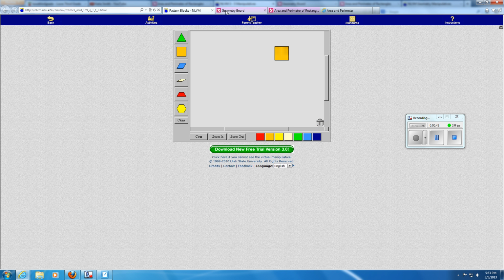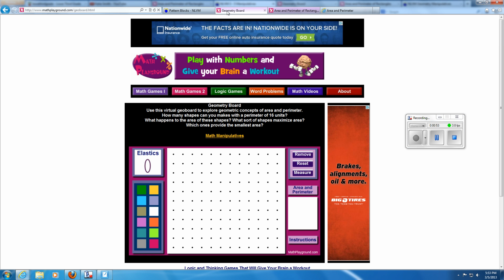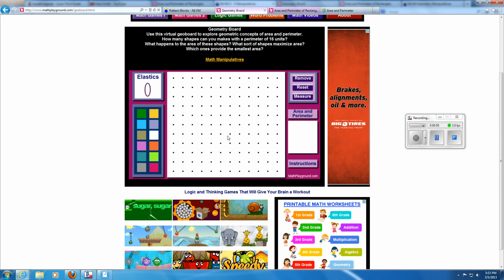So let's look more at how to find the area and the perimeter of a square or a rectangle. If you look here, this is just like the geoboards that we use in the classroom. We can start putting our elastic band on it and then dragging it down, and we can make a rectangle.